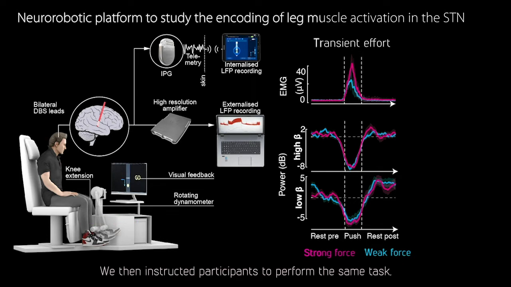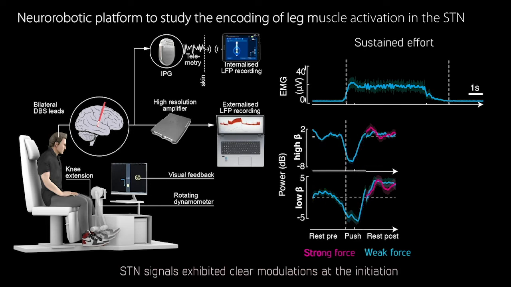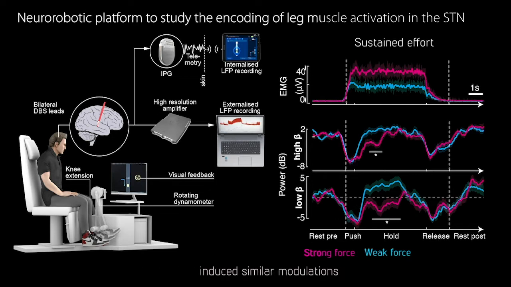We then instructed participants to perform the same task, but to sustain the knee extension push for 5 seconds. STN signals exhibited clear modulations at the initiation and at the termination of muscle activation. Performing the same task with a stronger force induced similar modulations, but delayed the resynchronization of beta power.